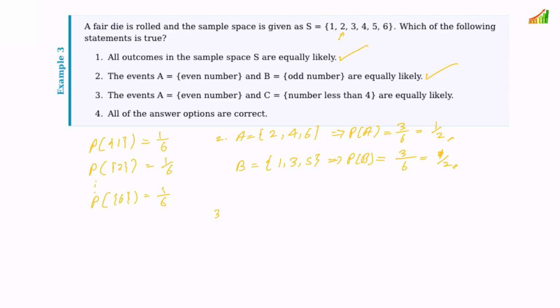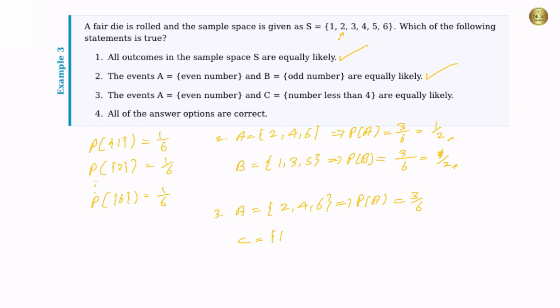Third, what is A? A is the even numbers 2, 4, 6. Yes, that is the probability. We already know it is 3 over 6. Then what is C? C is the numbers less than 4.